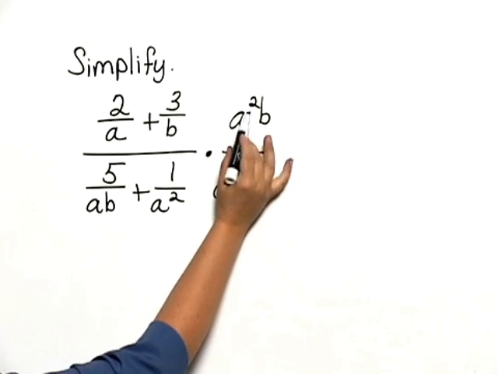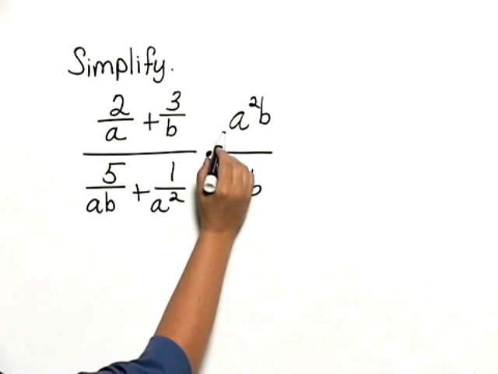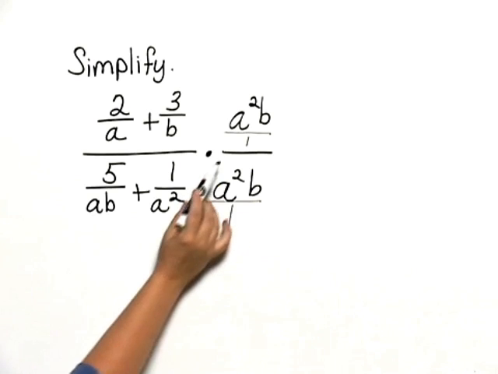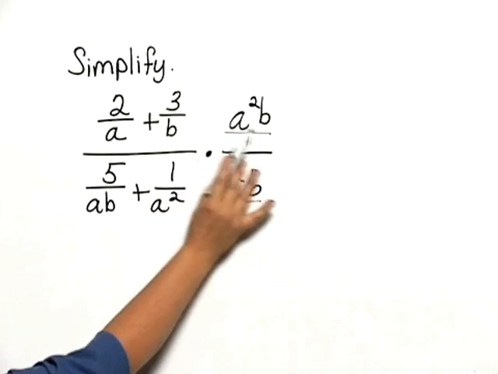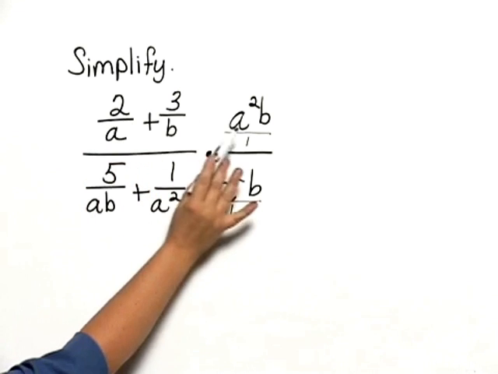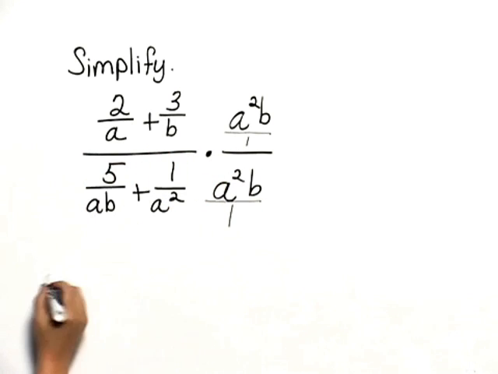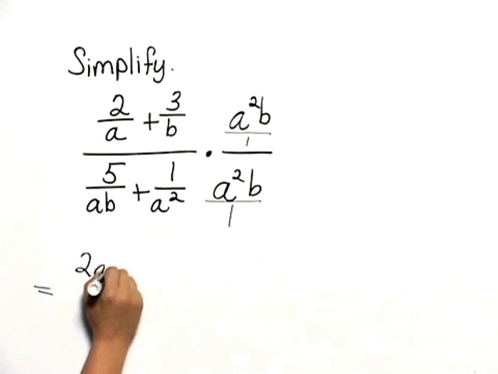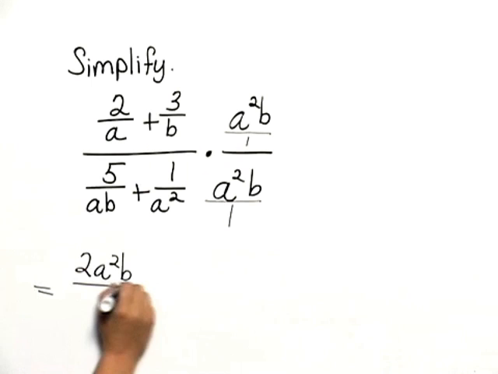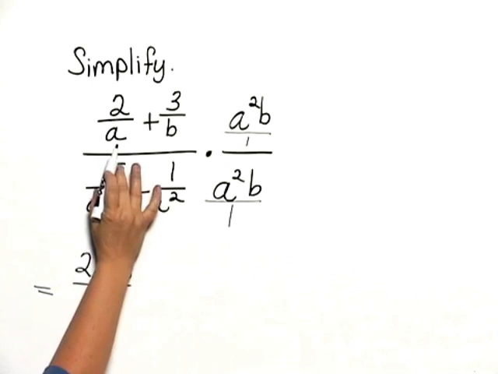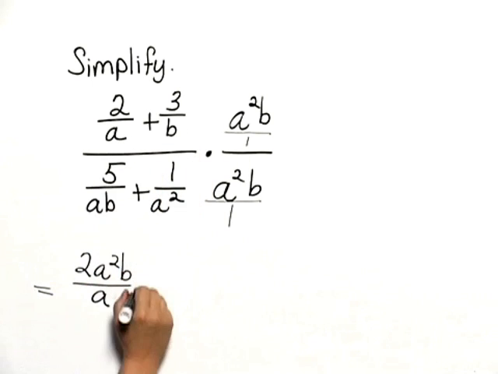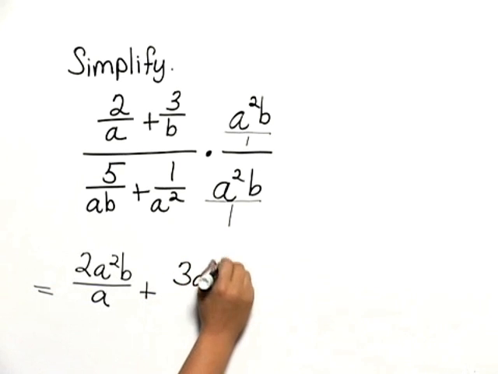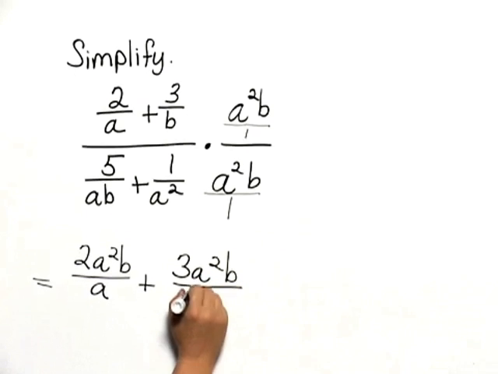If you want to think of it as a squared b over 1, you can. So we can do that. Now, we're going to multiply a squared b times 2 over a and then a squared b times 3 over b in the numerator. That would give me 2a squared b over a, that's multiplying 2 over a times this, plus 3a squared b over b.